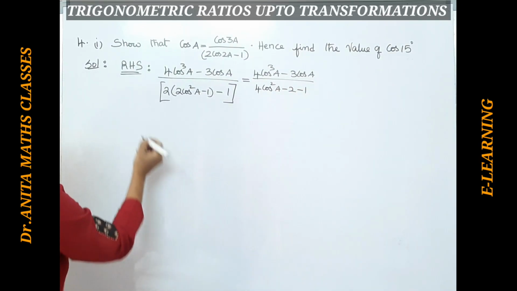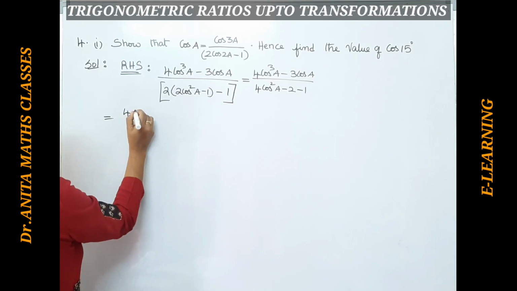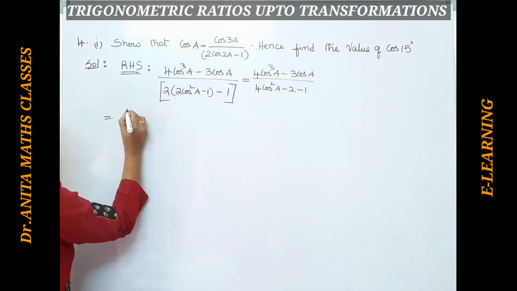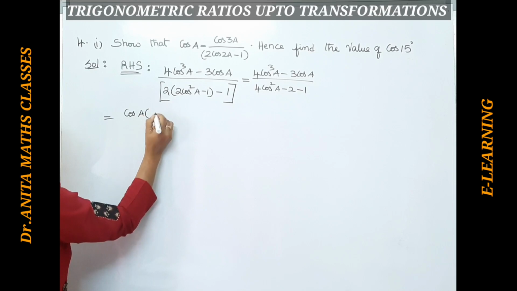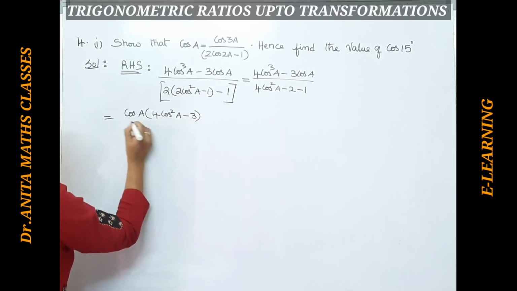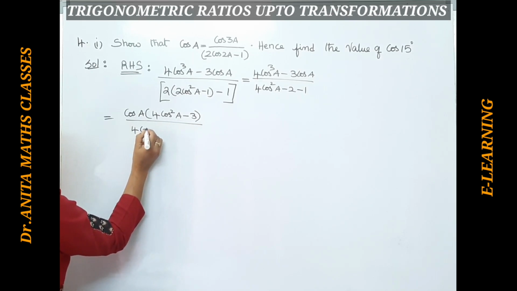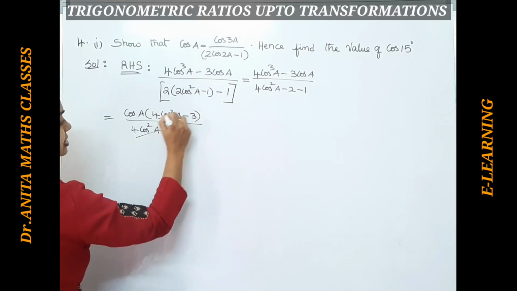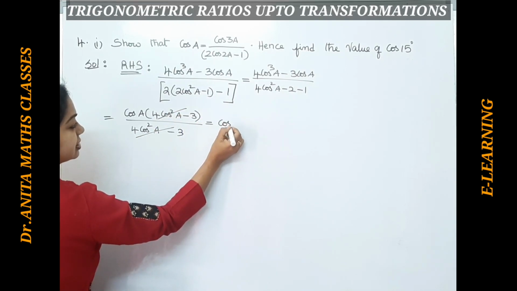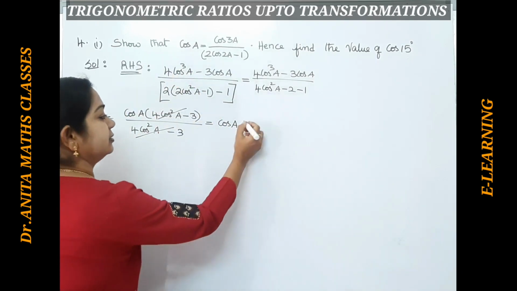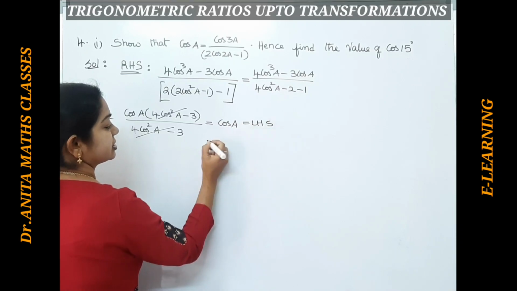In the above one, you can take cos A as common, which becomes 4 cos square A minus 3. Similarly here, 4 cos square A minus 2 minus 1 is minus 3. So these two get cancelled. We have just cos A left over. That is what the LHS is. So we have proved RHS is equal to LHS.